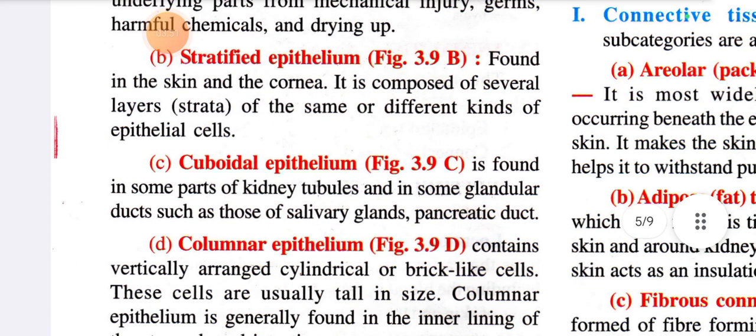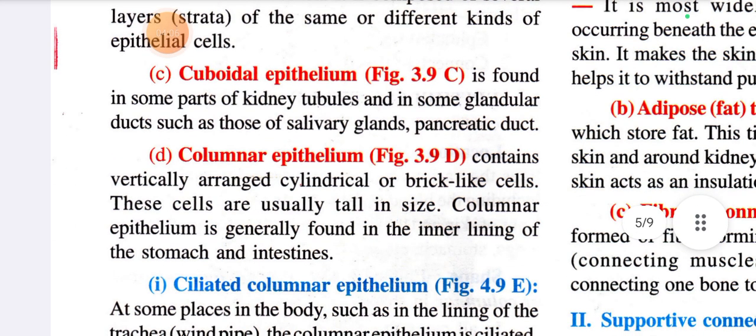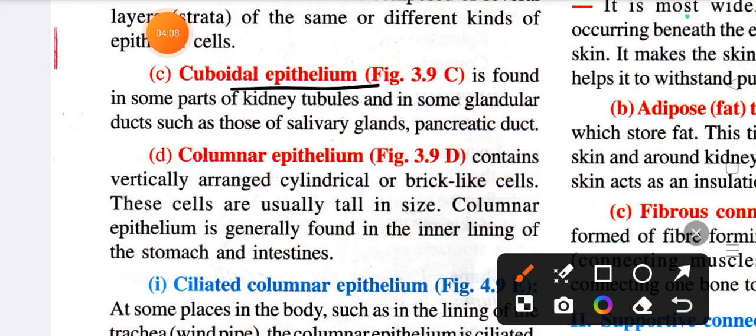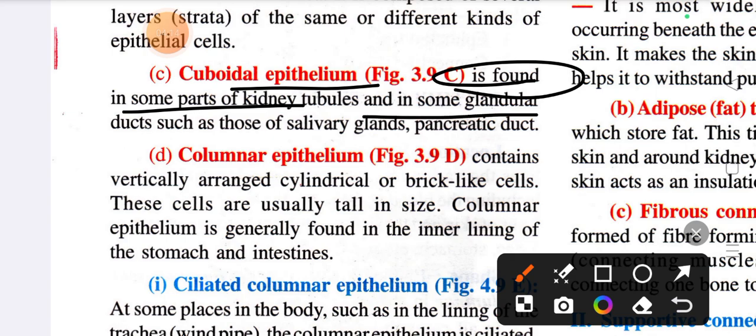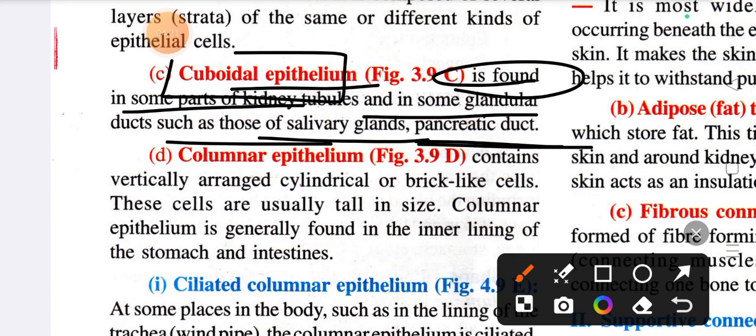Further, we have stratified epithelium. It is found in the skin or the cornea of our eye. It is composed of several layers, and they may be of the same kind of cells, or they may be of different kinds of epithelial cells. The cuboidal epithelium is found in some parts of kidney tubules and in some gland ducts, such as those of salivary glands, as I told you. Pancreatic duct. So cuboidal epithelium is there.